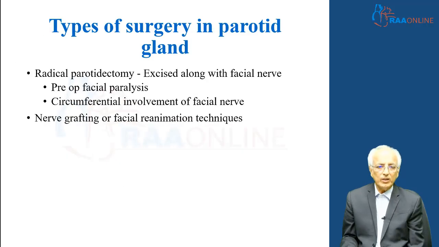Continuing with the type of parotid gland surgeries, radical parotidectomy, where the gland is excised along with facial nerve. Where is the indication for this? When there is preoperative facial paralysis or circumferential involvement of the facial nerve during surgery. Nerve grafting and facial reanimation techniques can be undertaken later.